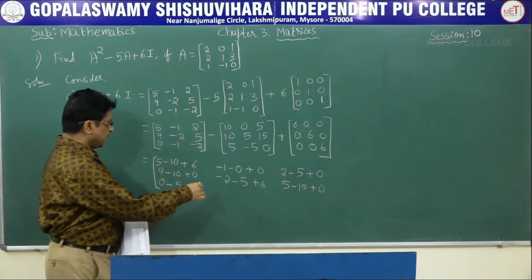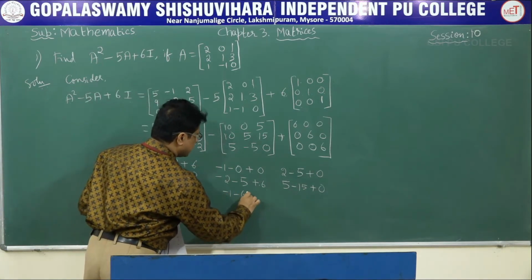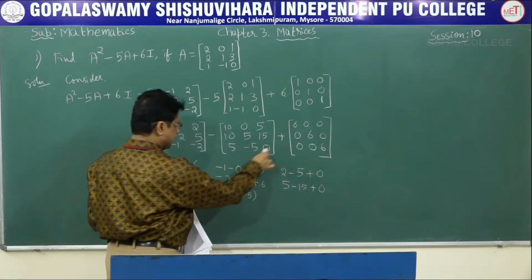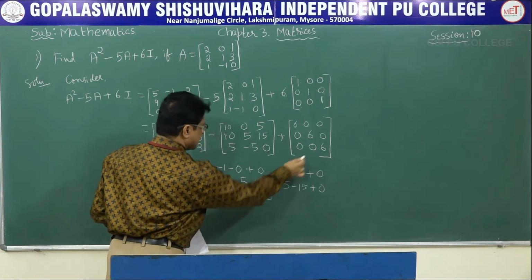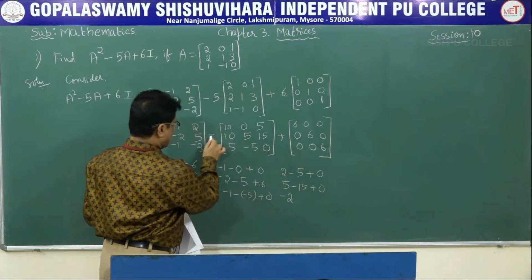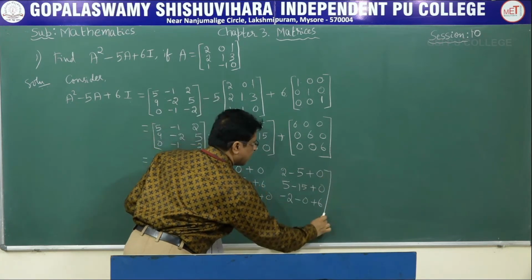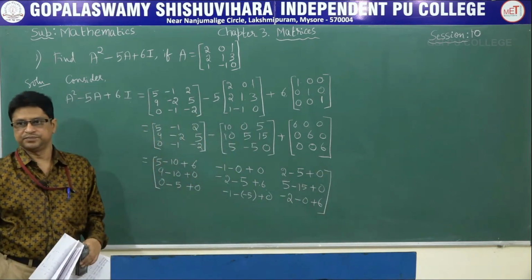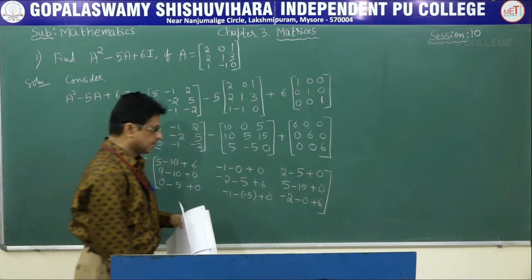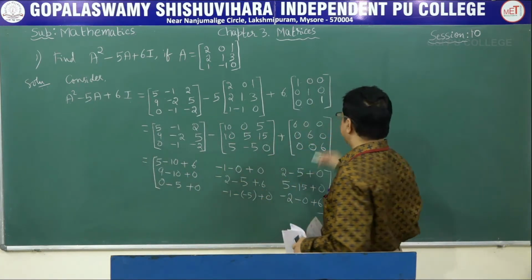Next, minus 1 minus of minus 5 plus 0, minus 2 minus 0 plus 6 plus 6. So now we add and subtract the elements.